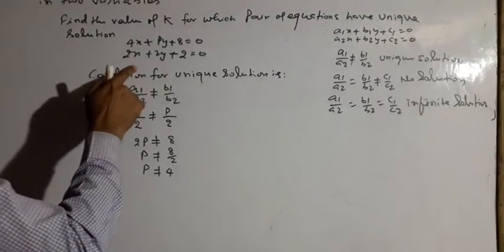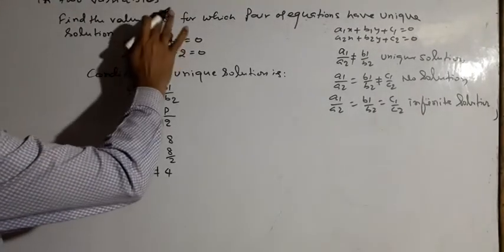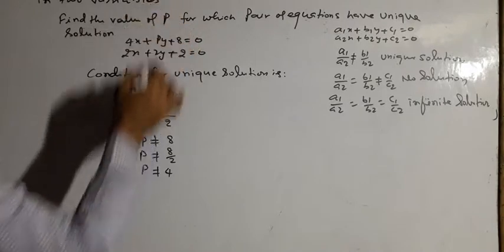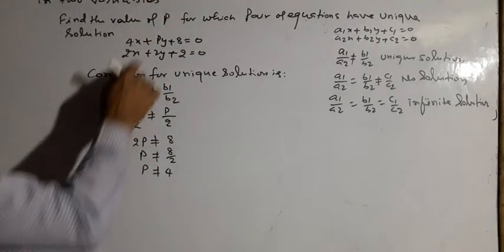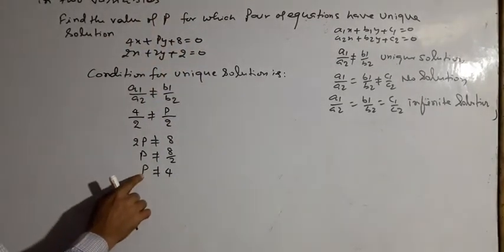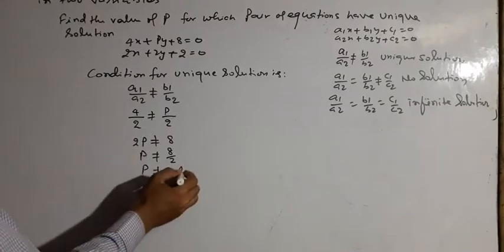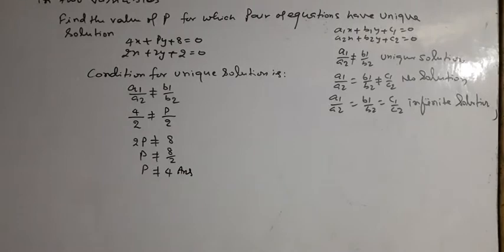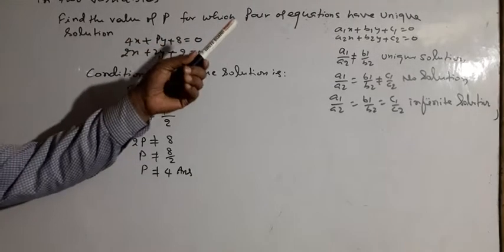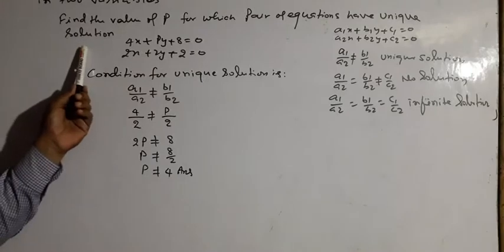What is the value of p? P is not equal to 4. Answer. Find the value of p for which the pair of equations has a unique solution.